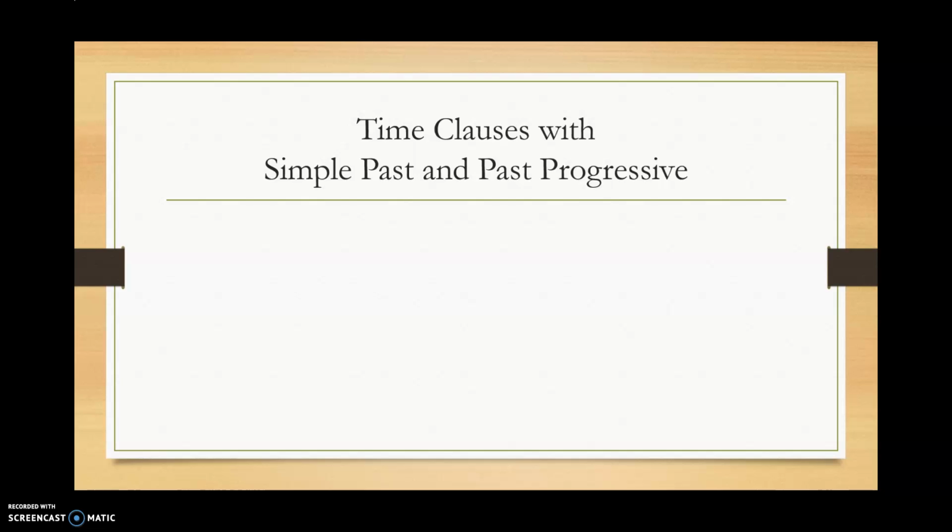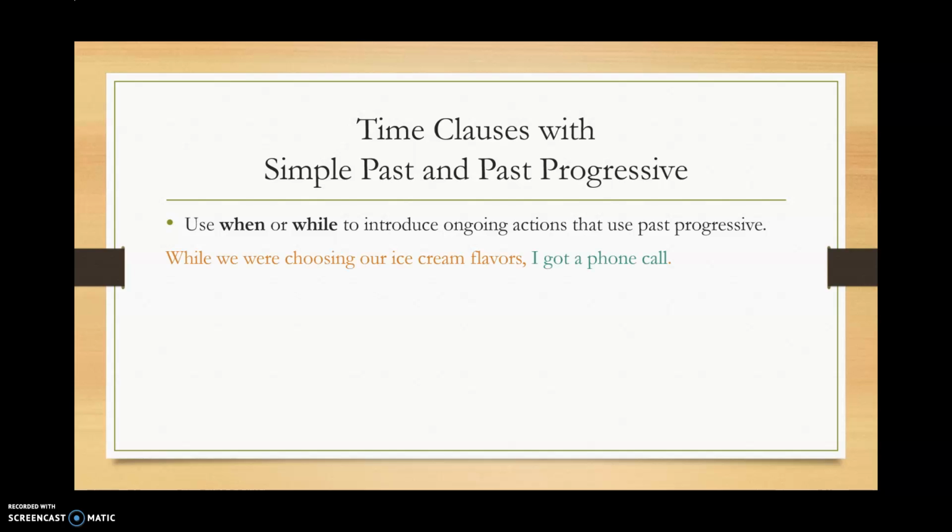Now let's look at time clauses with simple past and past progressive when we're using them together. Use when or while to introduce ongoing actions that use past progressive. While we were choosing our ice cream flavors, I got a phone call. It means that choosing our ice cream flavors was an ongoing action, and got a phone call is a completed action that happened during that ongoing action.